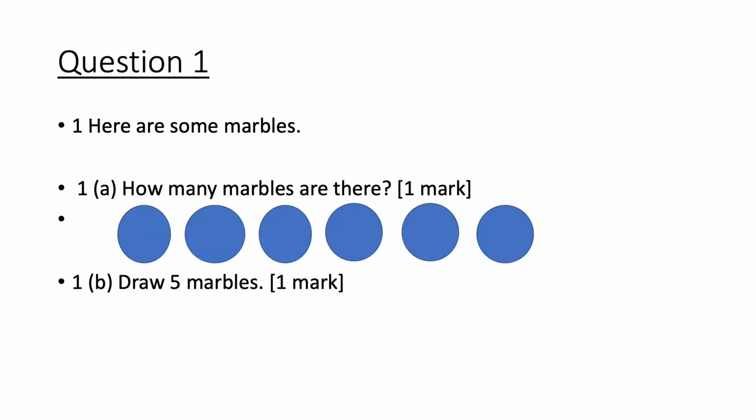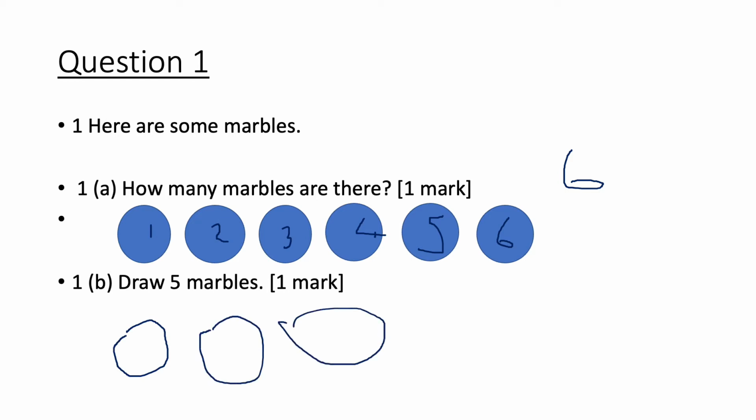Right guys, question number 1, it says here are some marbles. Question 1a, it says how many marbles are there? It's 1 mark. Well, there's 1, 2, 3, 4, 5, 6. So the answer for 1a is there's 6 marbles. Part B, draw 5 marbles. I'm just gonna draw 5 circles, guys. So that is 5 marbles. 1, 2, 3, 4, 5.